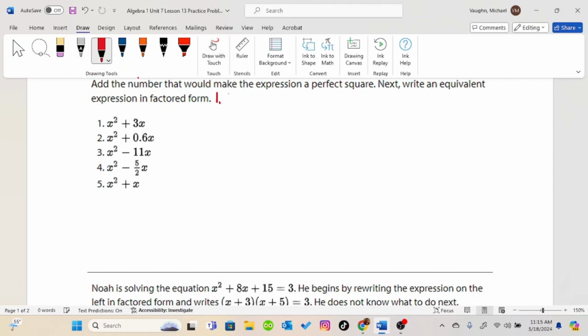we're going to take the 3 and divide it by 2, which equals 3 halves. Now we're going to take 3 halves and square it, which equals 9 fourths. So we would add 9 fourths, and then our factored form would be x plus 3 halves squared.